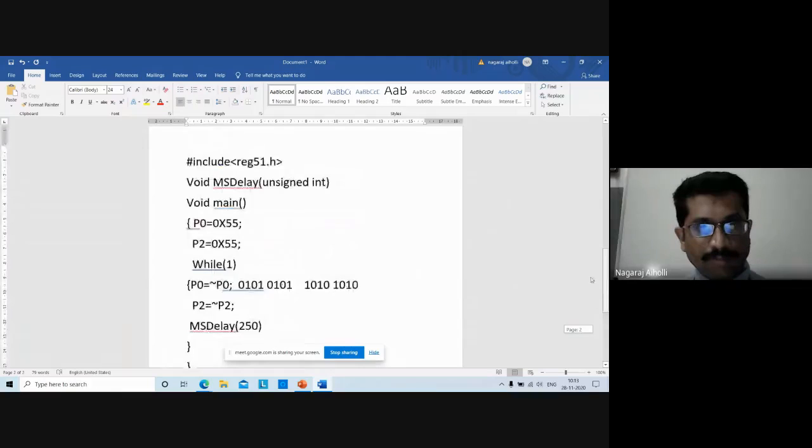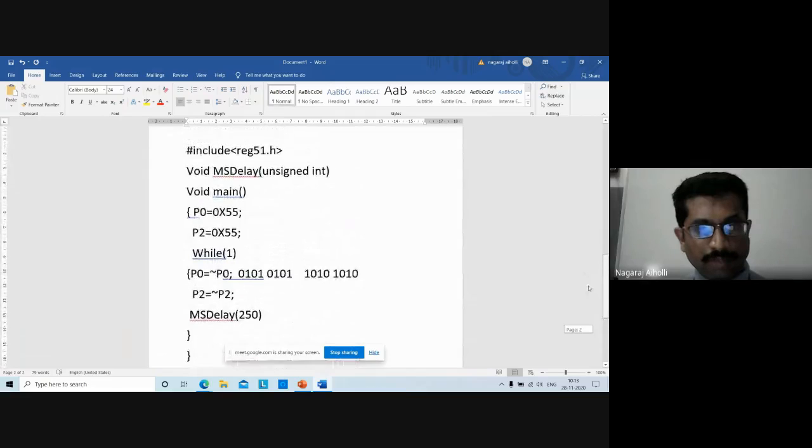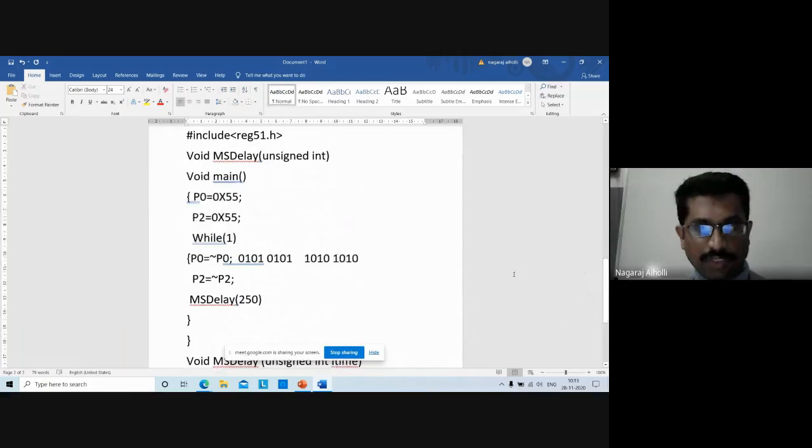So this program will invert the bits of P0 and P2. That means it is going to toggle. So these are the various ways to toggle. First, in the previous class, we wrote P0 is equal to 55, P2 is equal to 55. Then we gave the delay. Then we wrote P0 is equal to AA and P2 is equal to AA. Then we wrote the delay.